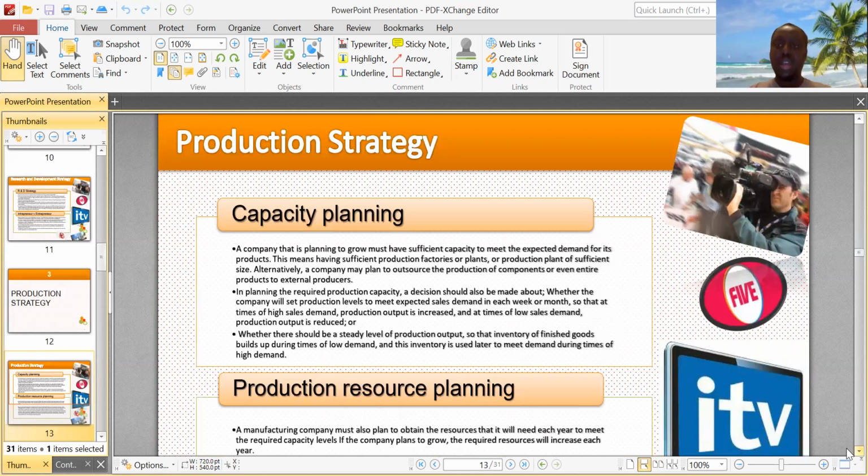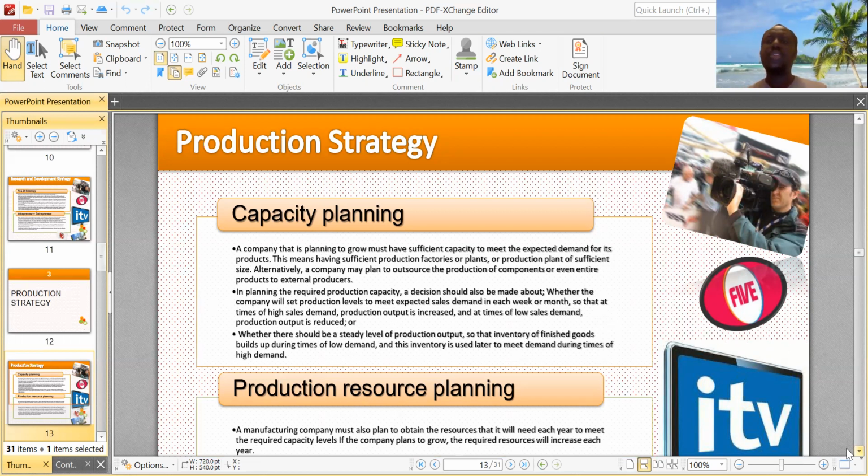The ways are: number one, you peg your production levels based on the sales. So if sales demand increases, your production level increases. If sales demand decreases, your production level decreases. That's the first scenario. Second scenario, you have a steady level of production, whether sales increases or not.